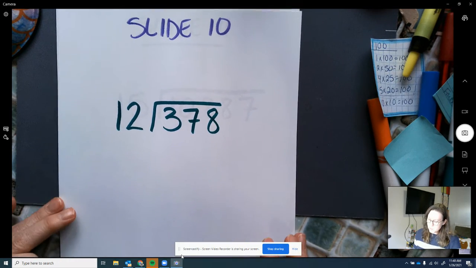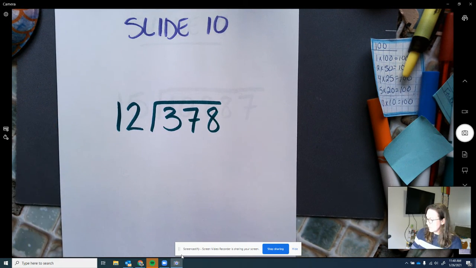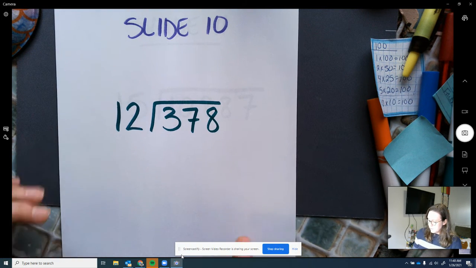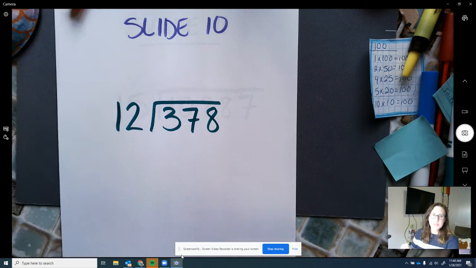Slide 10 goes back to 12s. And again, same thing. If you want to write your 12s on the side, that's totally fine. You can totally do that. I know my 12s a little bit better than my 15s, oddly enough.